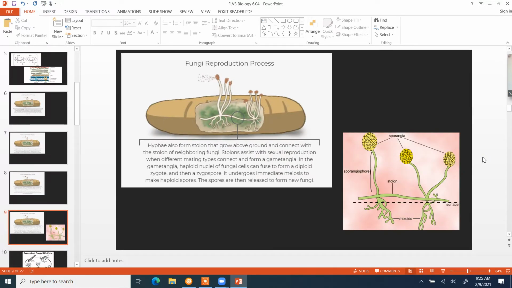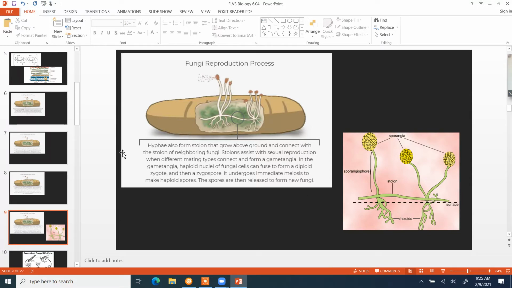Right, and then this picture over here, on the bottom right, is showing you some of these things. At the bottom you have the rhizoids, the root-like structures. They're not true roots; they're just root-like structures. You have sporangiophores, and then at the top you have the sporangium, where the spores are produced. Now they're also connected together by something called a stolon. So this right over here connects the organism together.